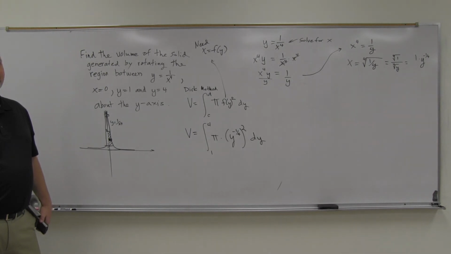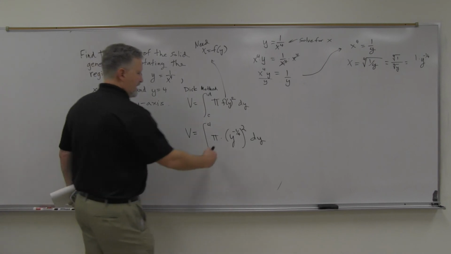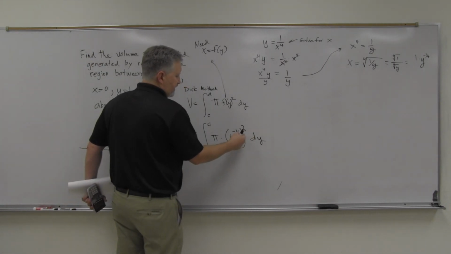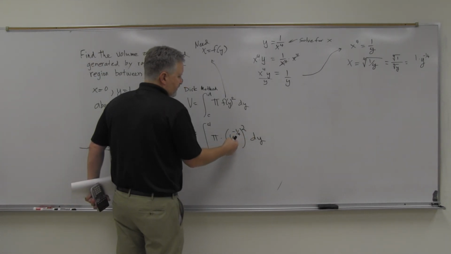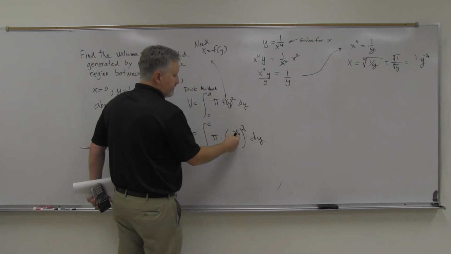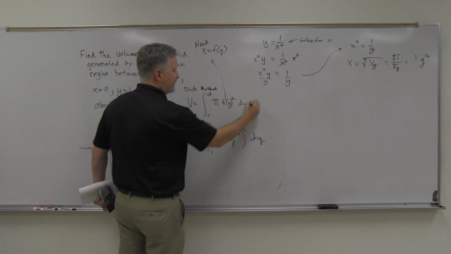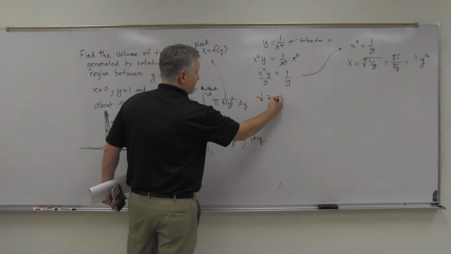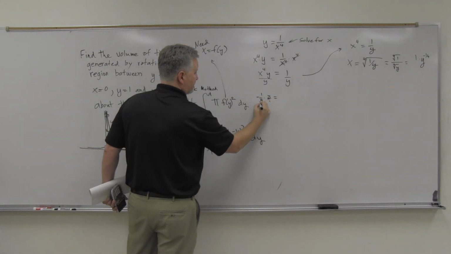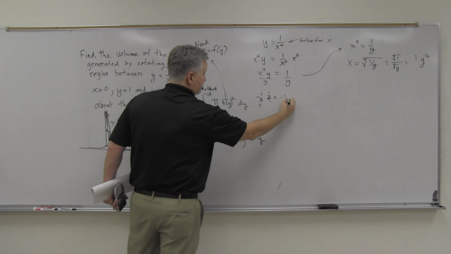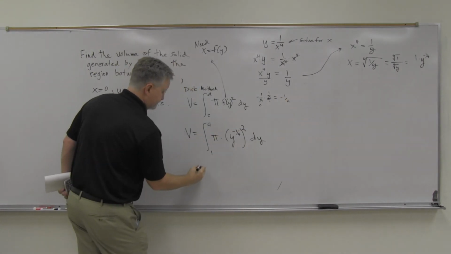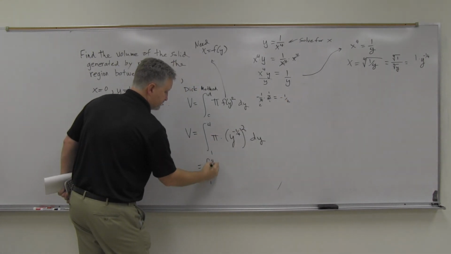Okay? Is that good? Question? Well, how would I do that? It's not too bad. Just have to figure out, well, what's y to the negative 1/4 squared? Well, power to a power you multiply. So negative 1/4 times 2 is negative 2/4, and that's negative 1/2. When you multiply those, you get y to the negative 1/2.